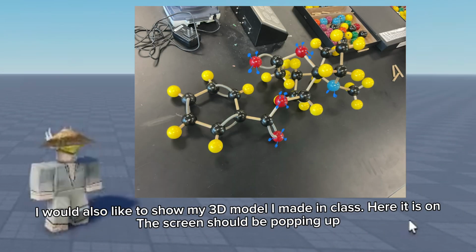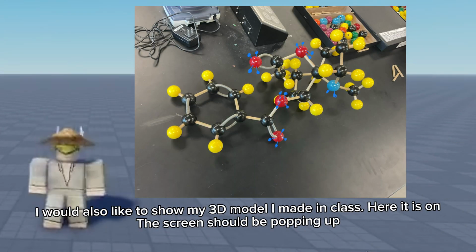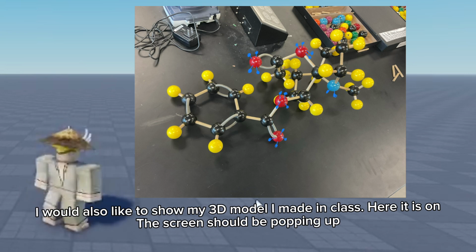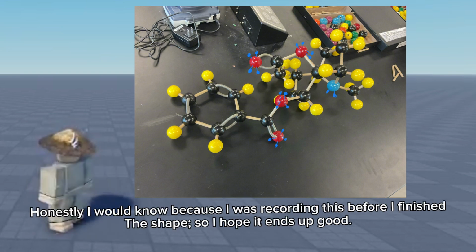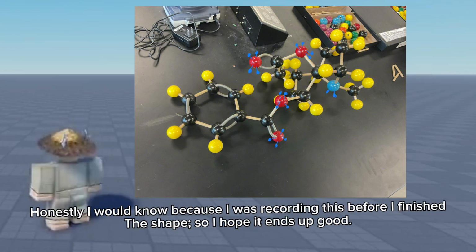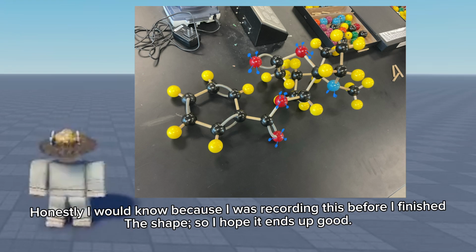I'd also like to show my 3D model I made in class. So here it is on the screen, it should be popping up. And as you can see, it's a bent shape with carbon and oxygen. Honestly, I wouldn't know because I was recording this audio before I made the 3D shape. So I hope that the shape is good.